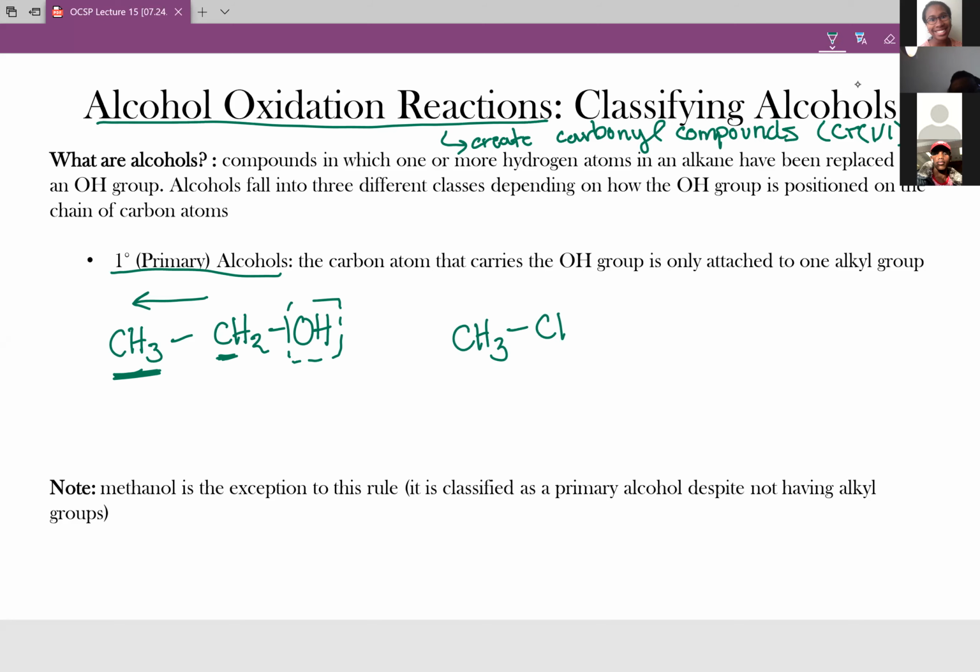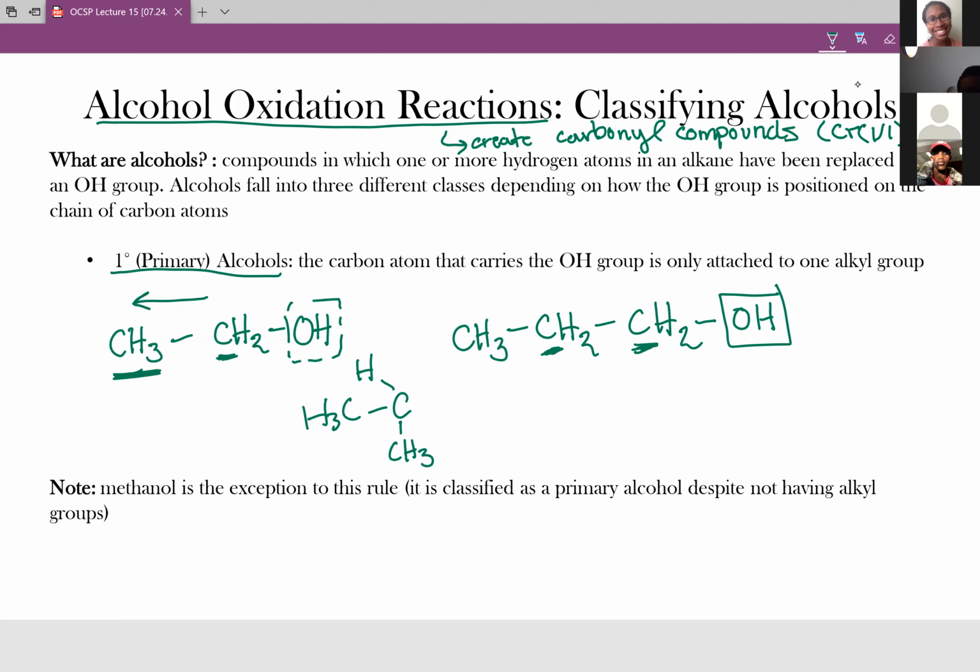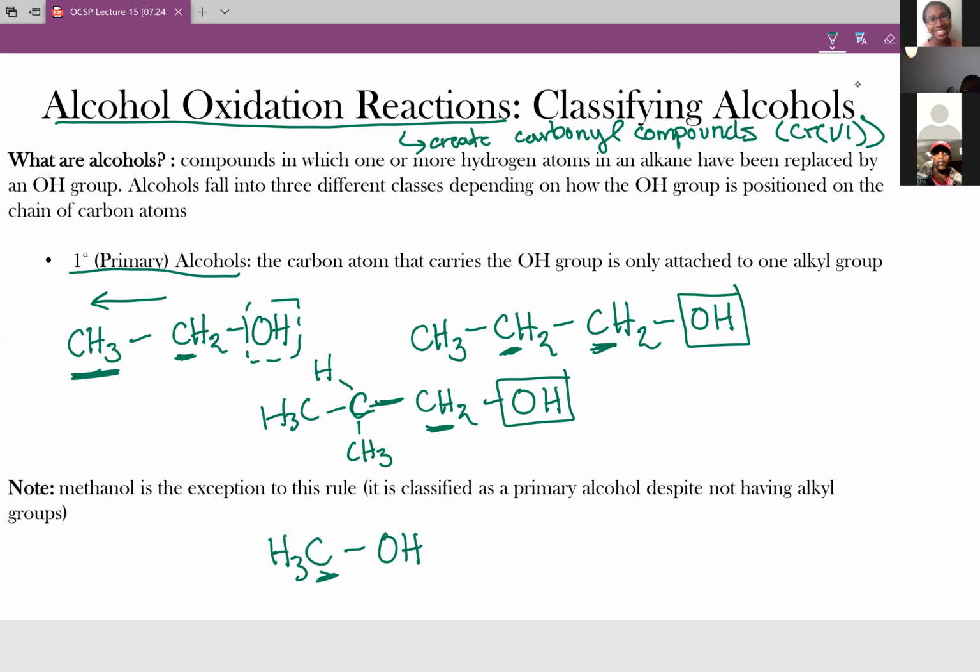Don't worry too much about the names yet. Once again, this OH group is attached to a carbon that's attached to just one other carbon. And then the last example that we have is going to be this. Once again, this is the alcohol group, and the carbon that it is attached to is attached directly to only one other carbon. The exception to this rule is methanol, which looks like this. It is classified as a primary alcohol, even though the carbon that it is attached to isn't attached to any other alkyl groups. Okay, so that was primary alcohols.